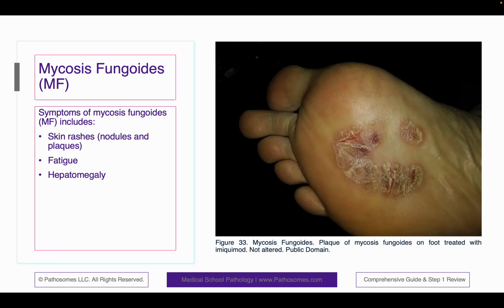Symptoms of mycosis fungoides include random skin rashes that may present as nodules and plaques, like you can see here on this patient's foot. Note that this was treated already. Patients may also experience fatigue and splenomegaly, or just hepatomegaly.